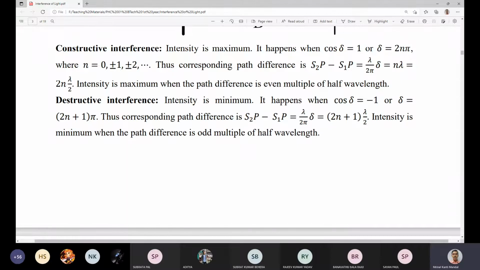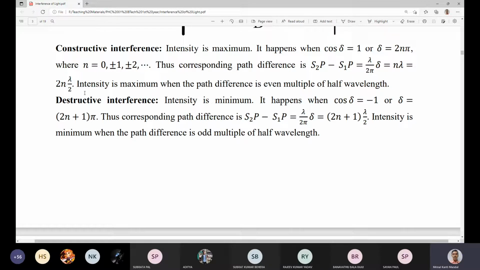Then what will be the path difference? The relationship between path difference and phase difference is this: the path difference is lambda divided by twice pi into delta. So delta is twice n pi, twice pi will be cancelled out, so that means n lambda, that is equal to twice n lambda by 2. This is the intensity maximum. So when the path difference between these two interfering beams is n lambda, we will get the maximum intensity.